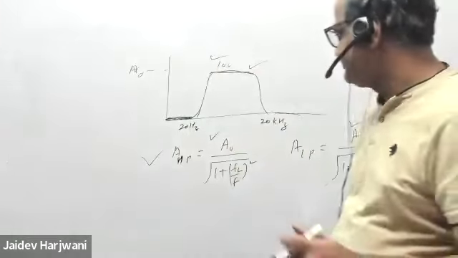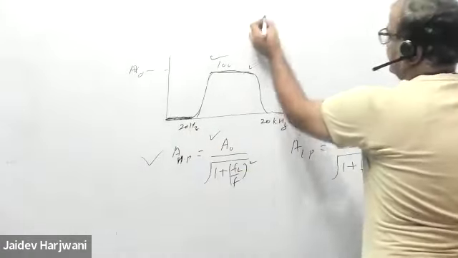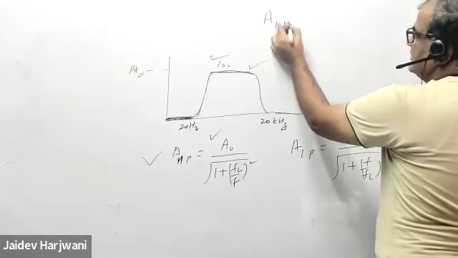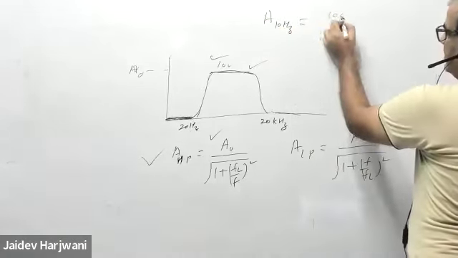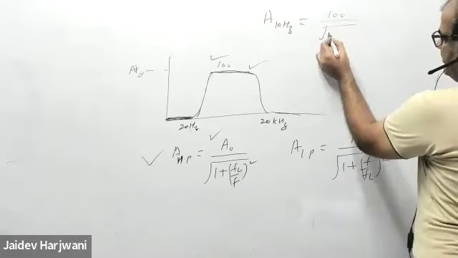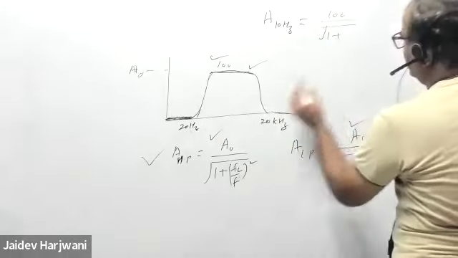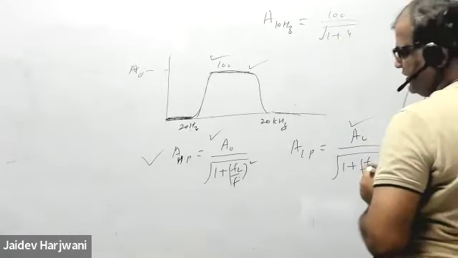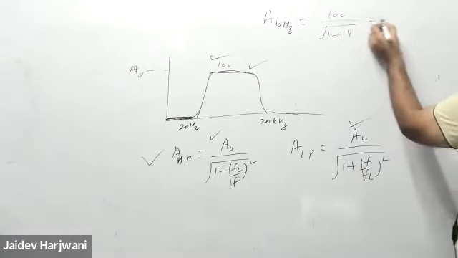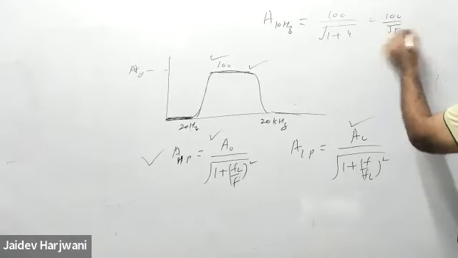So 10 hertz to 10 kilohertz, here gain. So gain at 10 hertz will be 100 upon 1 plus FL is 20. So this becomes 4. 2 by 2, 20 by 2, 4. So this is 100 by root 5.